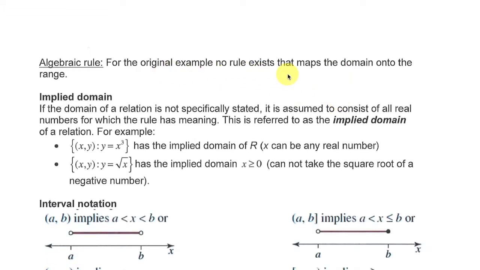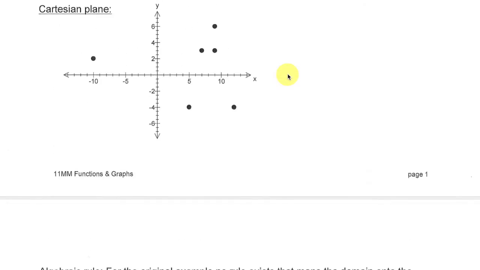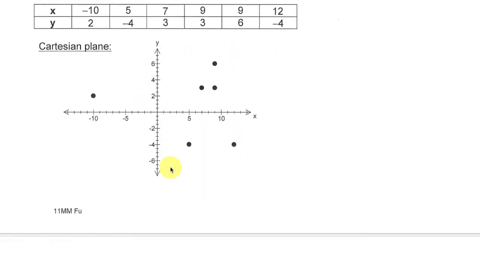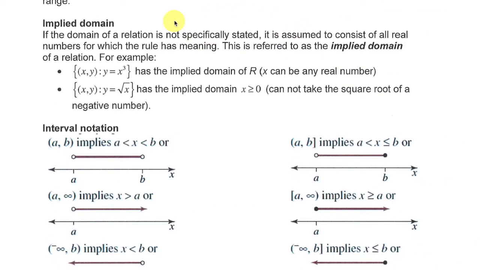And we can also have an algebraic rule if we can see a clear rule that exists between the two variables. But in this case, it's all very random, and so I'm unable to produce a rule. The implied domain for a relation is just basically where the rule has meaning. So what values can we throw into the rule so that the rule has meaning?